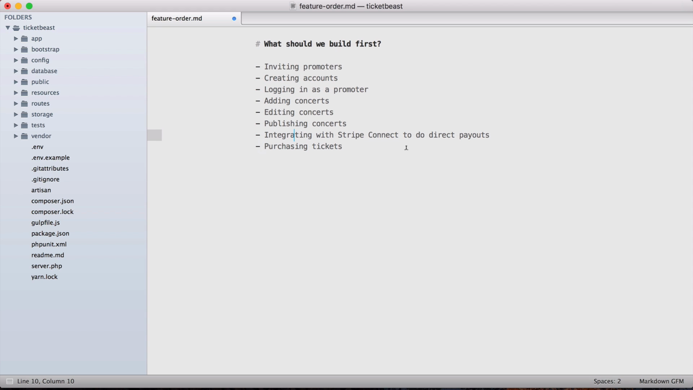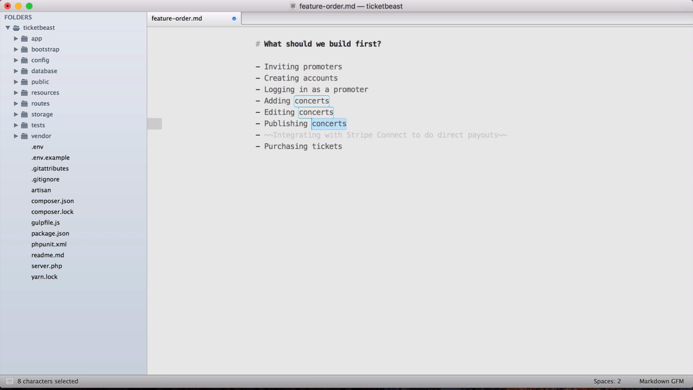Our goal here is to be able to pay our promoters whenever we sell tickets, so they get their cut of the ticket sales. Is there any way that we could pay promoters their cut of the ticket sales without writing code to integrate with Stripe Connect? Well, sure there is, right? We could just take people's money, put it into one big Stripe account, and then maybe once a week, someone who works at TicketBeast can reconcile all that information and cut a check to every promoter and say, here's your cut of the sales. So there's a way that we could do this manually without having to write code. So we don't have to allow that to stop us from moving on to the purchasing tickets feature.